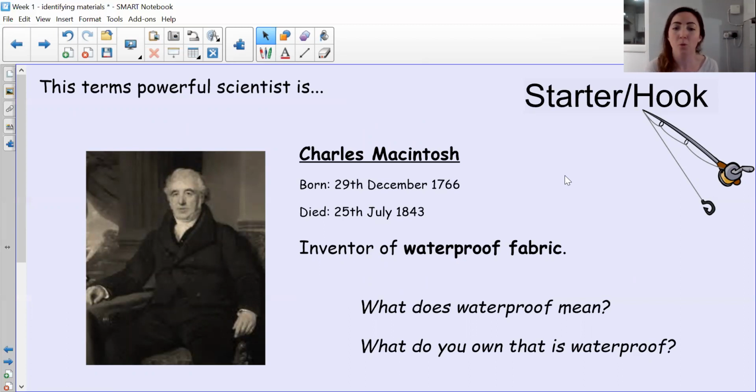Okay, so waterproof means that water cannot get through it. So you've got a few things at home that you need to be waterproof in order to keep you dry. For example, you might have mentioned a waterproof jacket or coat, so that when it rains, you don't get all wet underneath it. Or something that you might enjoy splashing in puddles with, wellies. They need to be waterproof so you don't get soggy socks. So we're going to be learning all about Charles Mackintosh this term as well.